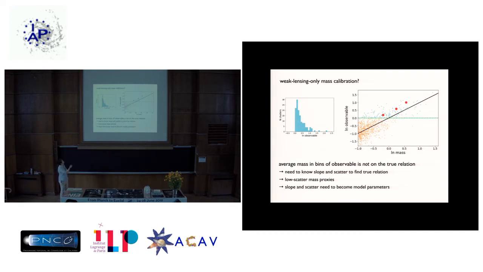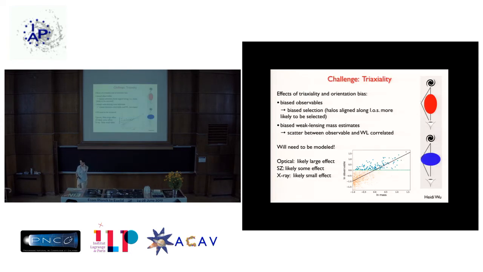All you can do from your survey observables is take the average in survey observable, and on our toy plot here, this means that the average in this bin is here, the next one is there, and there. These do not lie on the true relation. Now, you can correct for that if you know what the slope and the scatter is. So this is where the low scatter mass proxies come back in. You need them to measure the slope and the scatter, and then you can correct your mean weak lensing measurements.